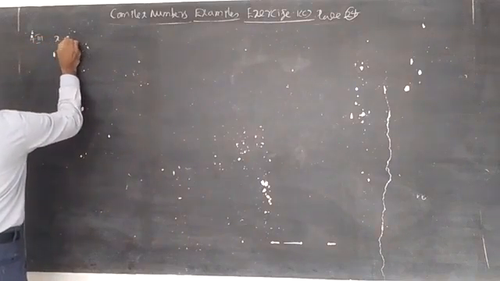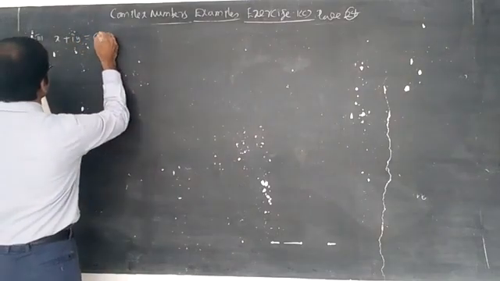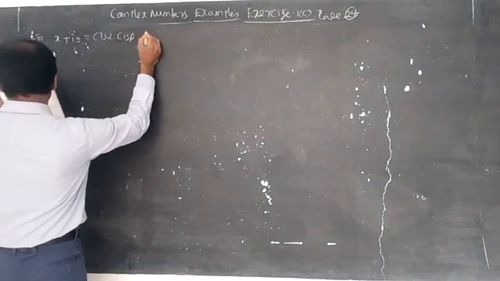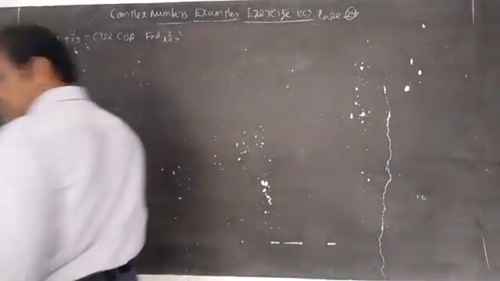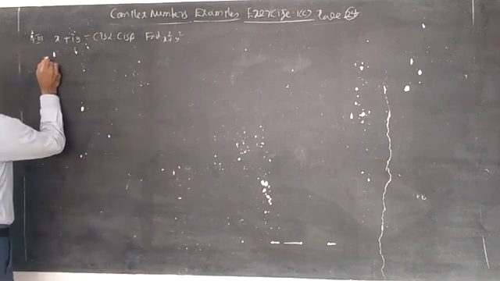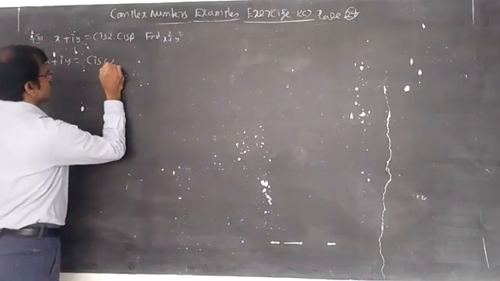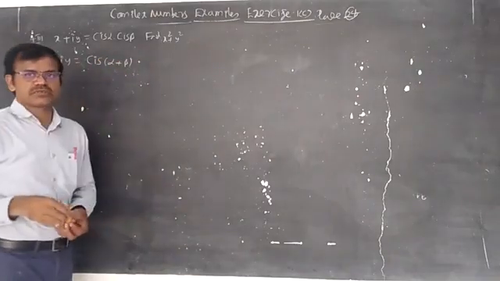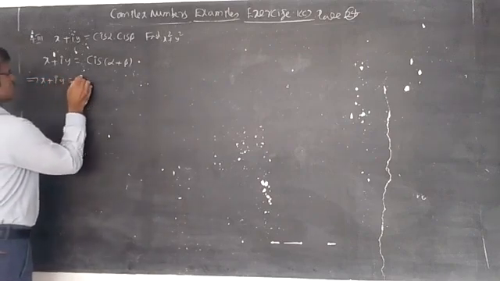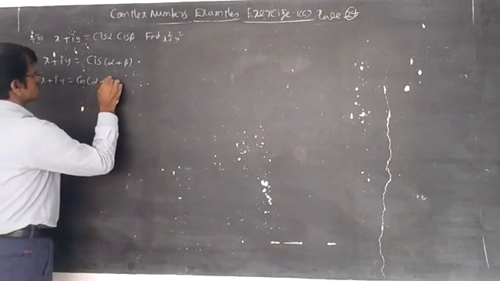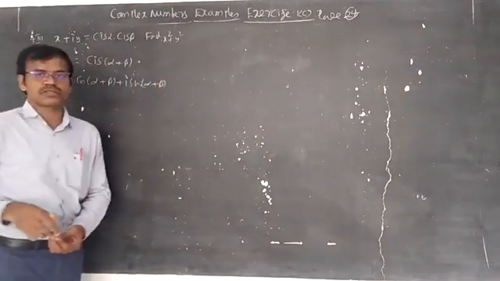Fourth one, third one. x plus i y is equal to cis alpha dot cis beta. Find x square plus y square. It is also a simple question. x plus i y is equal to the formula cis alpha dot cis beta. You can write cis of alpha plus beta. So compare. Write like this: x plus i y is equal to cis, meaning cos plus i sin. So cos of alpha plus beta plus i sin of alpha plus beta.